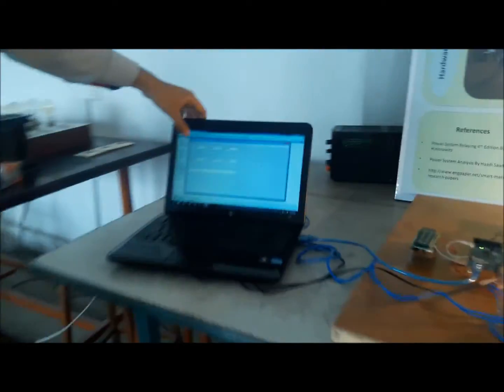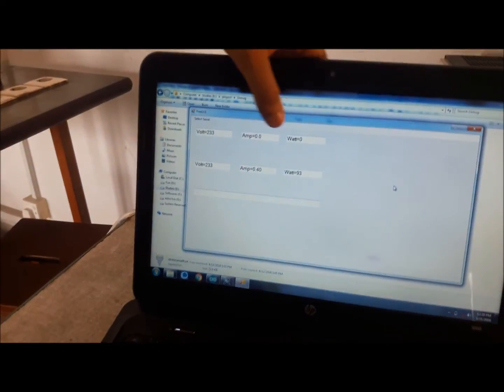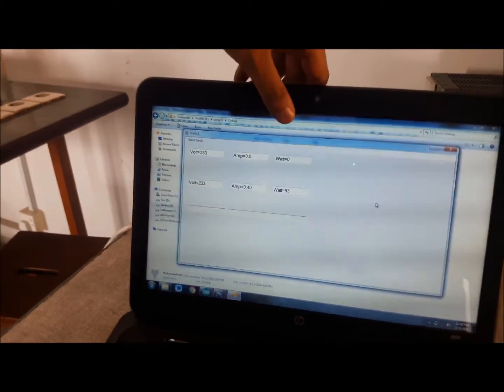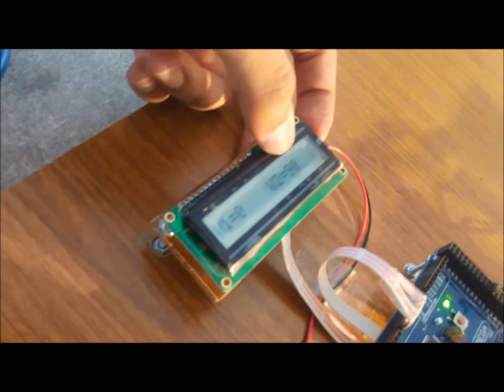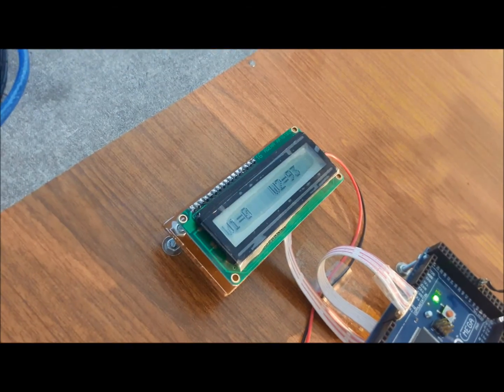And now you can see here we have no watt on one load. This is indicating that we have no volt. The circuit is also showing our watts on the LCD. So one load is 0 watt, another is 90.